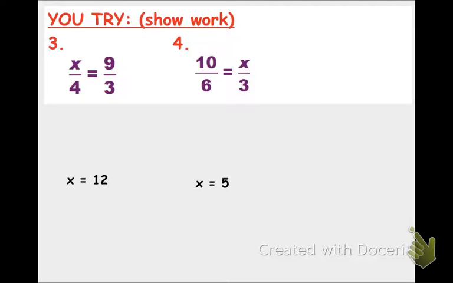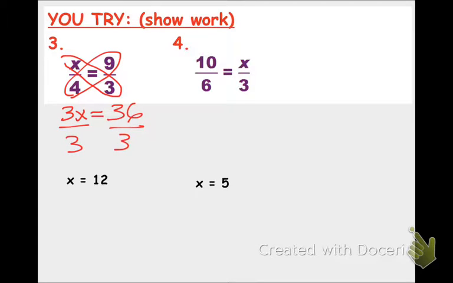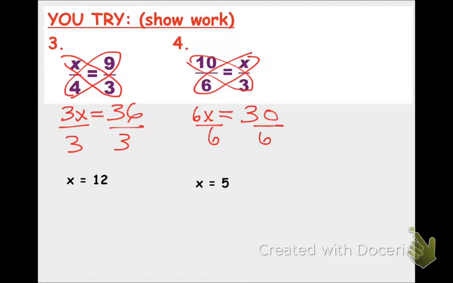When we cross multiply these, we get 3x equals 36, and divide both sides by 3. That gives us 12. The next one, cross multiply the 6 and the x, gives us 6x, equal sign, 10 times 3, 30, divide both sides by 6, and that's how we get that 5. One thing we want to make sure in all of these problems as we're doing them is that we're showing work. All right, let's go ahead and move on to the next ones.